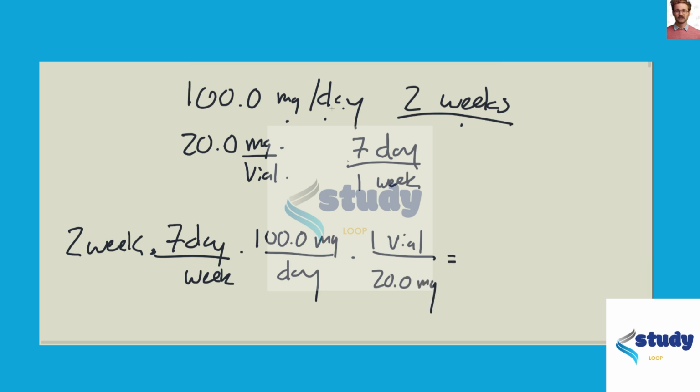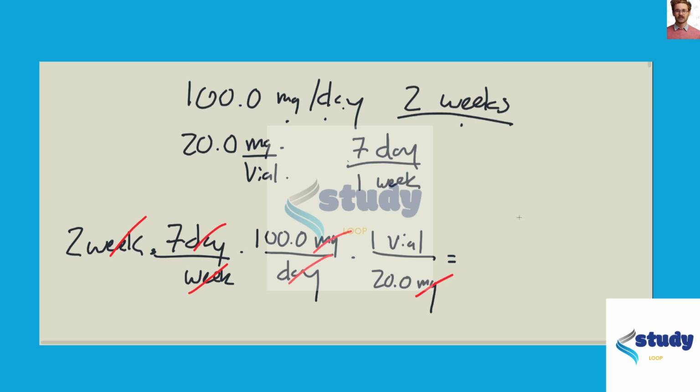And now, I believe, if we start canceling our units, weeks cancel with weeks, days cancel with days, milligrams cancel with milligrams, and we're left with vials. So our final unit will be vials, and we just need to plug these numbers into a calculator. I see 2 times 7 times 100 over 20. So that's like 1,400 divided by 20. I think it's going to be 70.